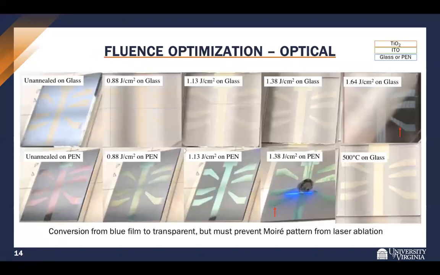A quick qualitative optimization of the fluence. You can see on the left, we have the unannealed films on glass and plastic on the top and bottom. They have sort of a blue color. And then in the bottom right, you can see the furnace annealed film on glass. It's become transparent. So that's sort of the conversion that we're after. If you look as the laser fluence is increased, you can see that the film becomes more transparent until a certain point, there begins to appear a moire pattern on both glass and flexible substrates. And this is due to laser ablation.